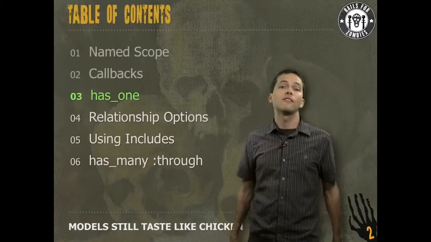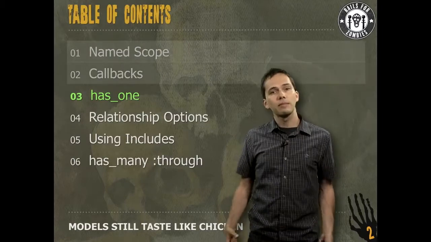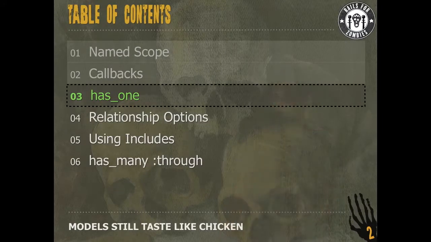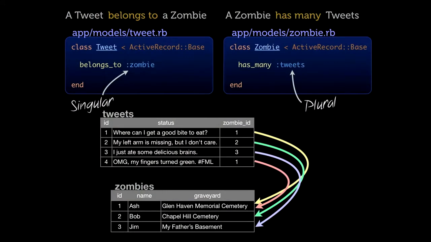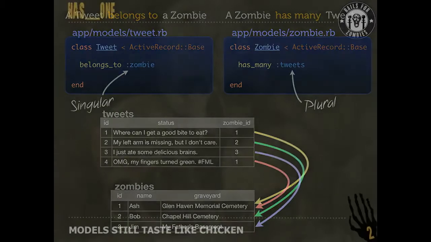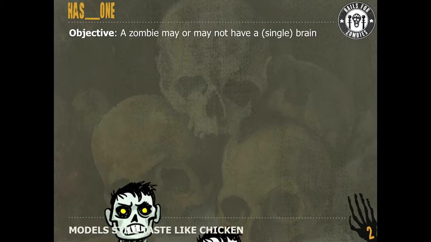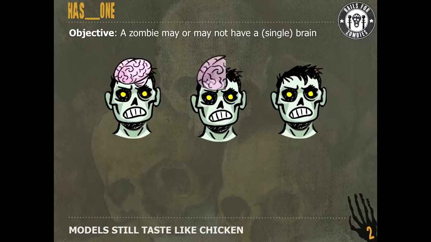All right, we're about halfway done with level 2. Next up, we're going to be talking about some relationships. Remember relationships? Back in Rails for Zombies 1, we talked about belongs to, has many. Now we're going to be talking about has one. So our example here is we have a zombie which may or may not have a brain. You can see a zombie has a brain, this one has half a brain, this one has no brain. So how do we do that in our code?